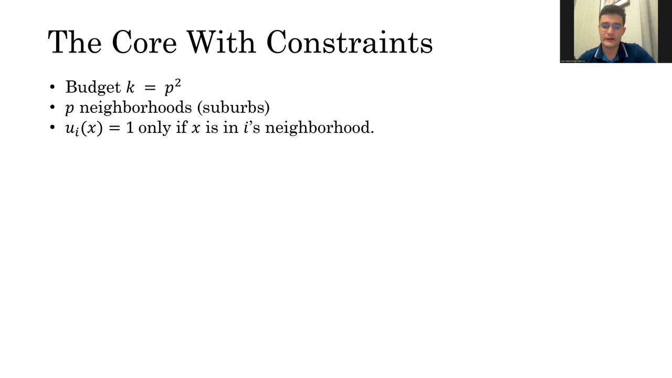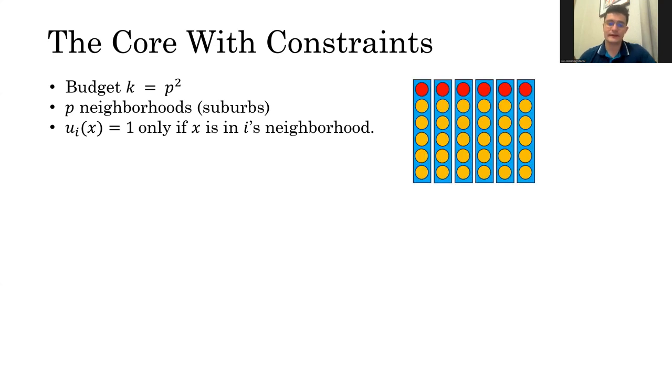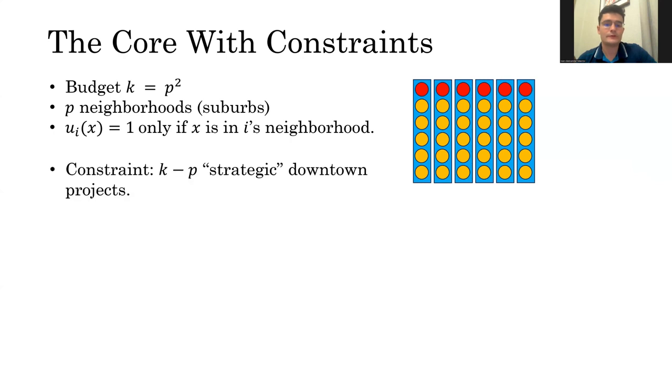In the following diagram, the neighborhoods are represented by blue rectangles, and the circles are potential projects. Projects are colored in red if they are selected. The constraint that we consider in this instance is that there must be at least K minus P projects that would serve the downtown area of the city, which has been run down in previous years. That implies that there can be at most P projects built in the suburbs. Symmetry implies that each suburb should build 1 project.